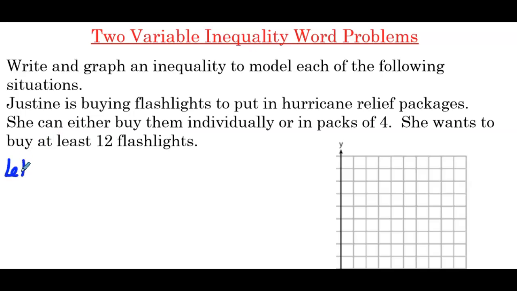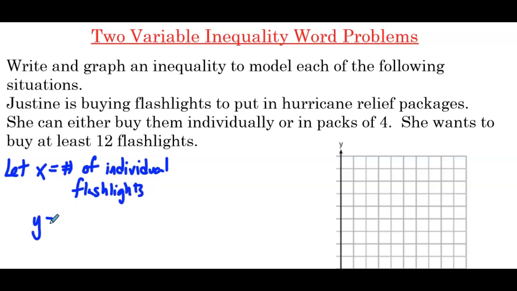So we'll let x be the number of individual flashlights. And then we'll define y to be the number of 4-packs of flashlights. So we've defined our variables.